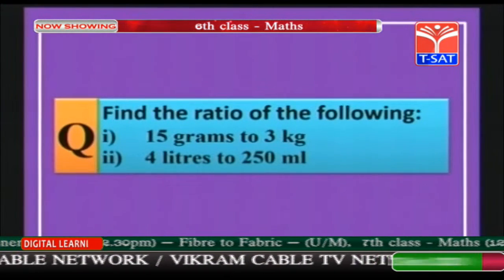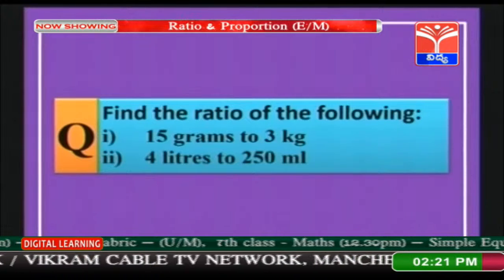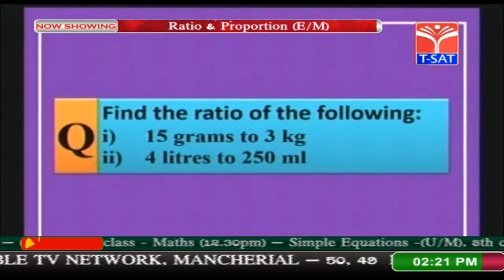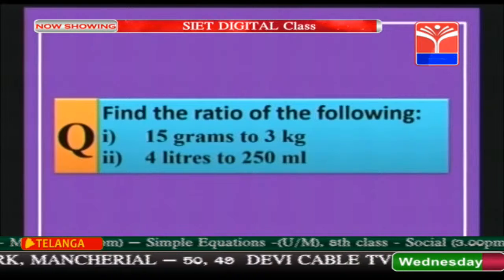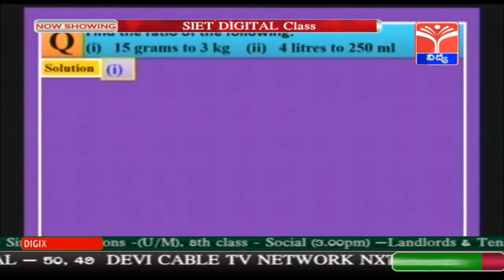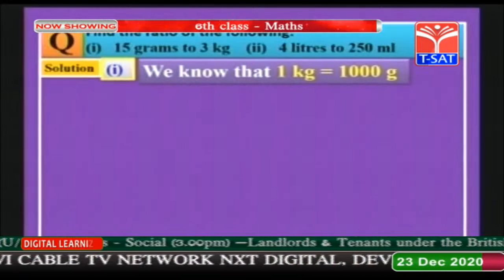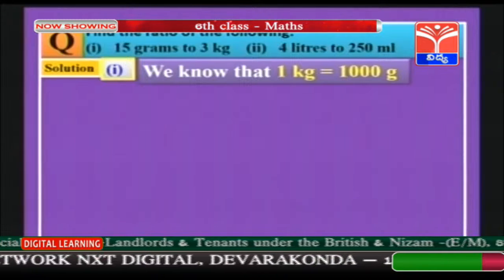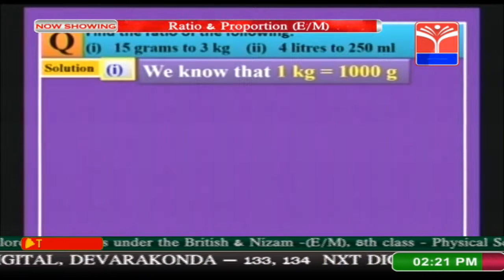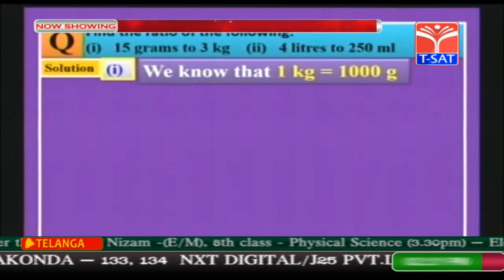Let us start with the first example. Find the ratio of the following: 15 grams to 3 kgs, and 4 liters to 250 ml. Let us start with the solution. The first one is 15 grams to 3 kg. So both are in different units. So I'll convert into the same units.